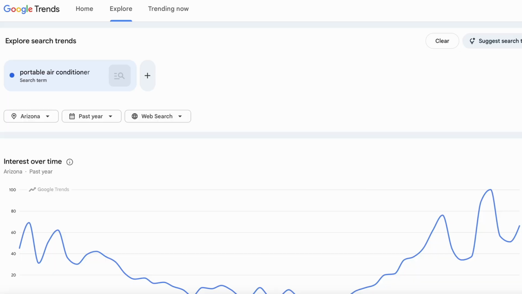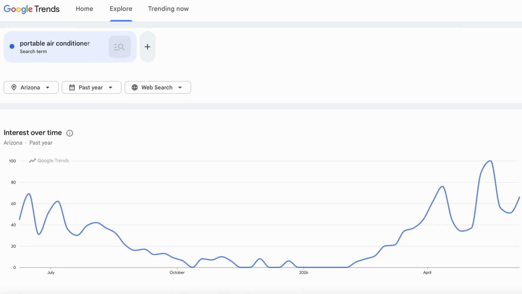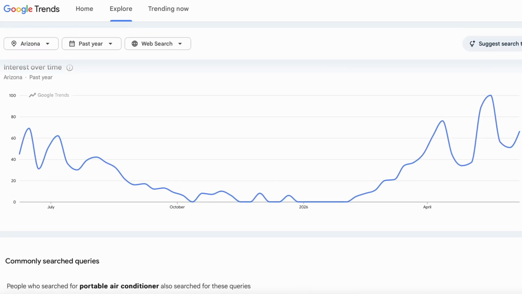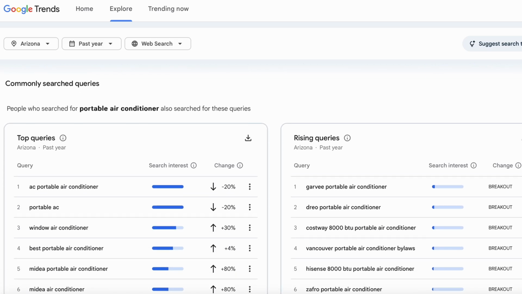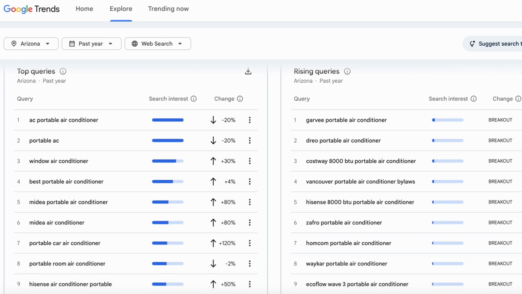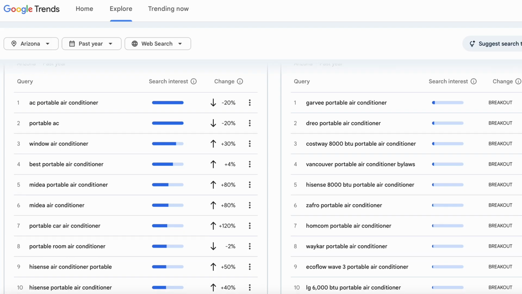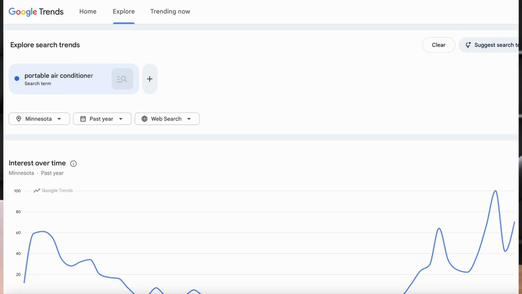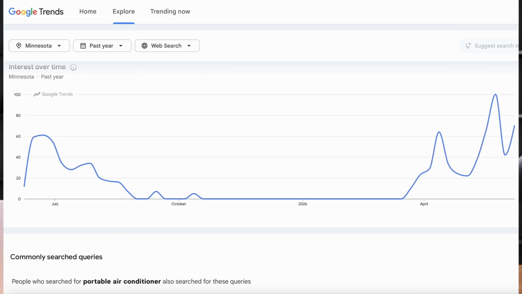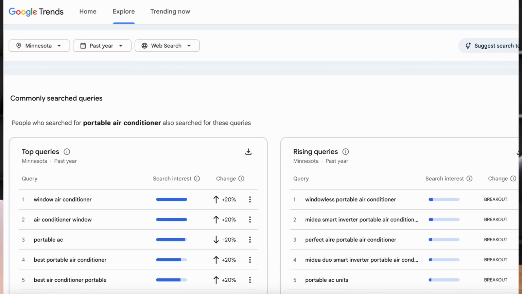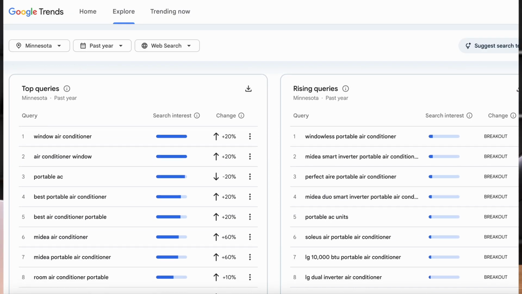For example, let's search for portable air conditioner. Nationally, the demand might look moderate, but if you check the map, you'll notice interest is much higher in southern and southwestern states during spring and summer. So, for example, it makes a lot of sense to target Texas and Arizona in April. This kind of approach gives your budget a better chance because you won't be spending it just guessing blindly on where to show your ads.